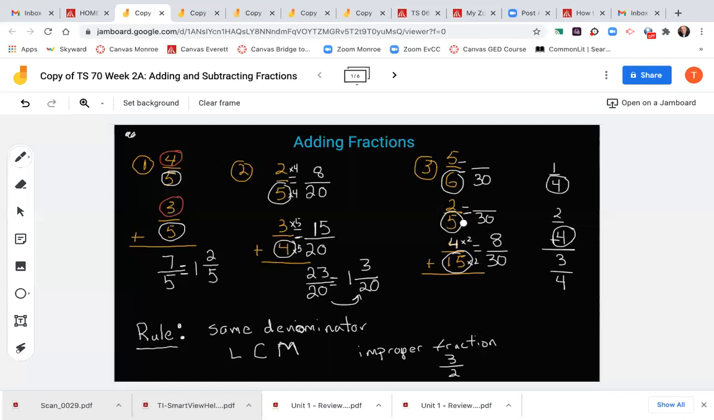What did I multiply 5 by to get it to 30? Times 6. So I got to do the same to the top, and I get 12. What am I multiplying 6 by to get it to 30? Times 5.